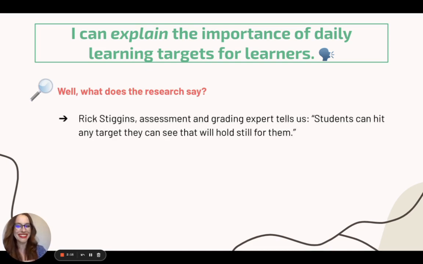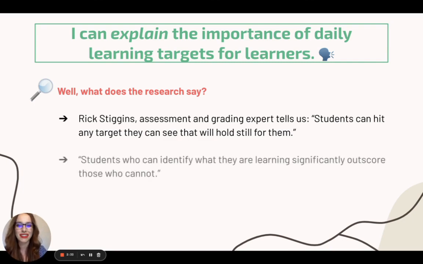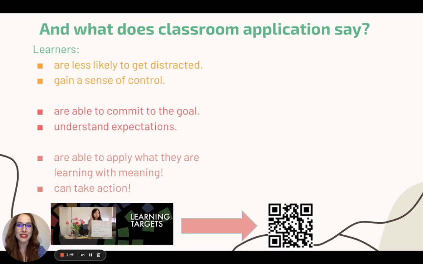It's not just my opinion, but Rick Stiggins, who's an assessment and grading expert, tells us that students can hit any target they can see that will hold still for them. That makes sense. Of course, if we tell them what the target is, what the goal is, we put it in front of them, then they have an opportunity to actually aim at it. But Marzano did some work on it in 2005 as well, and has the research to prove that students who can identify what they're learning significantly outscore those who cannot. So research tells us that our students need to be able to identify what they're learning, what their goal is.